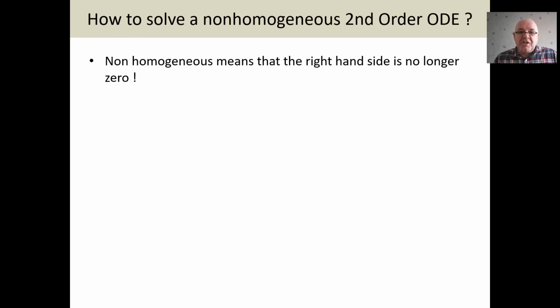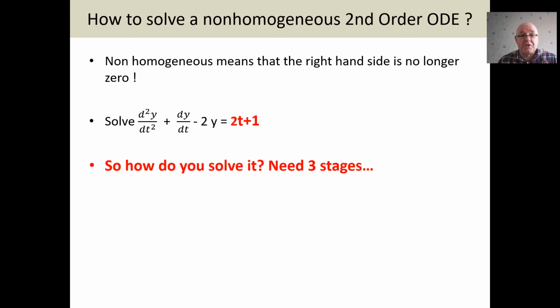So non-homogeneous means that the right-hand side is no longer 0. So in this case, we've got y double dash plus y dash minus 2y equals 2t plus 1. Normally, we would have y double dash plus y dash minus 2y is 0. And that's the homogeneous type, which you already know how to solve. But you don't know how to solve if it's 2t plus 1. Usually if there's something on the right-hand side, it means in the real world that it's being forced. There's a function that's forcing it.